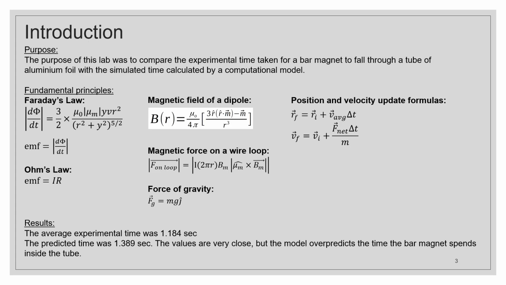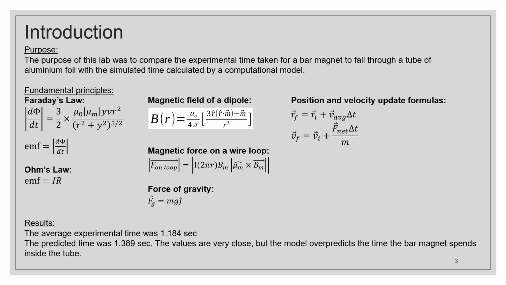The purpose of this lab was to compare the experimental time taken for a bar magnet to fall through a tube of aluminum foil with the simulated time calculated by a computational model. The fundamental principles of this lab include Faraday's law, Ohm's law, the magnetic field of a dipole, the magnetic force on a wire loop, the force of gravity, and the position and velocity update formulas. These equations are provided on the slide for your reference, and all of them will be used in the computational model to predict the time taken for the bar magnet to fall through the foil tube.